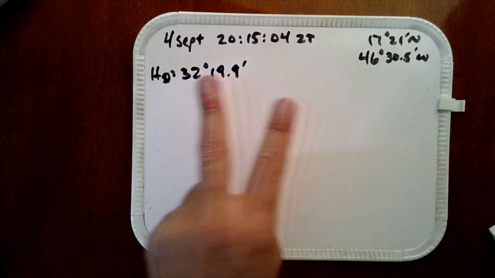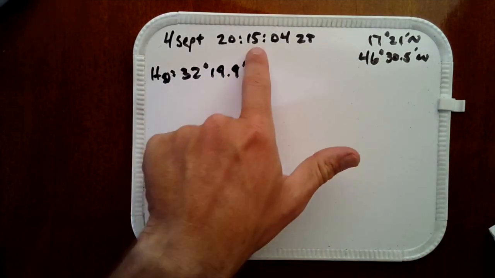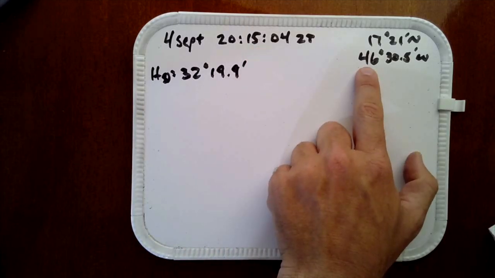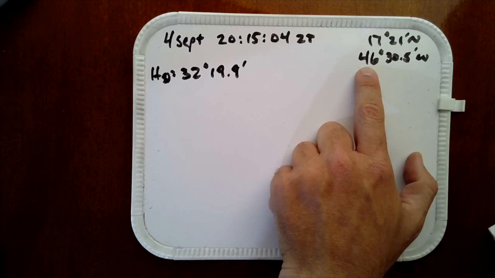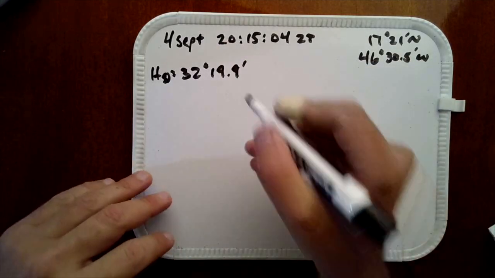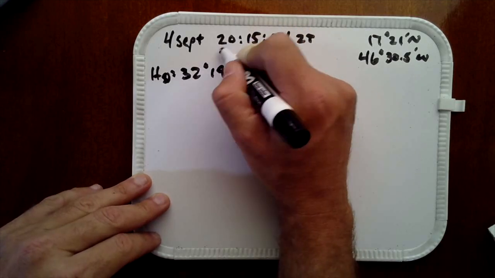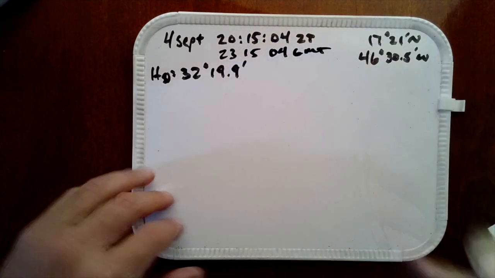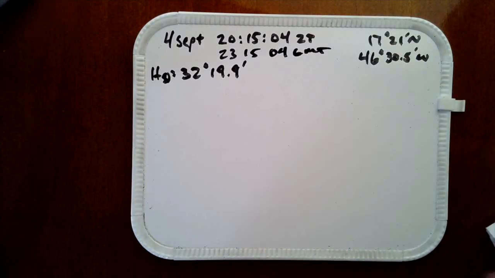For step 2 of the process, we need to first correct our time to Greenwich Mean Time. Our longitude is 46 degrees 30 west, so that means that our zone descriptor is 3 hours to the west of Greenwich. That makes our GMT 23:15:04. So that's what we'll look up in the Nautical Almanac. And it's the 4th of September.